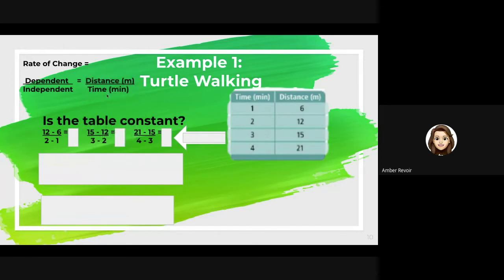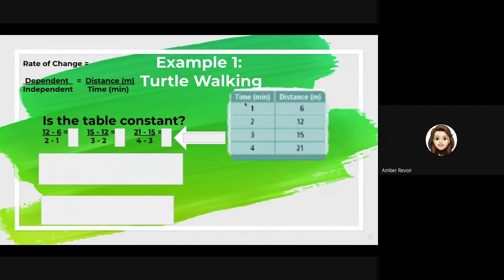I want to point out that when you are comparing time to something else, time is almost always going to be your denominator. It's going to be your independent variable. Time is always going to be that cause, okay? It's going to cause the other to change almost every single time. So if you see time, you can generally just put that in the denominator as your independent variable.